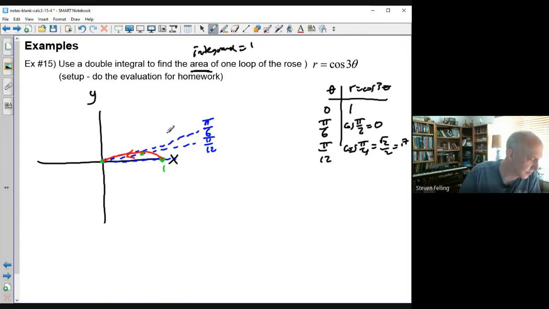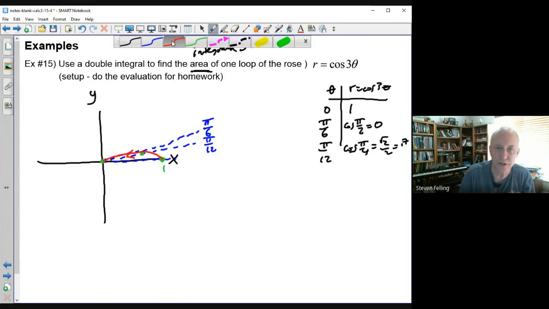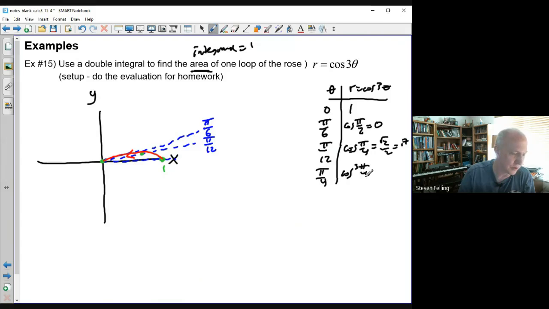Okay, and let's keep going. It says one loop of the rose, so I haven't completed a loop yet. If you keep going here and try other values, like pi over 4, that's cosine of 3 pi over 4, which turns out to be negative 0.7. And if you go to pi over 3, you get cosine of pi, which is negative 1. So it takes all the way over to pi to get to negative 1.